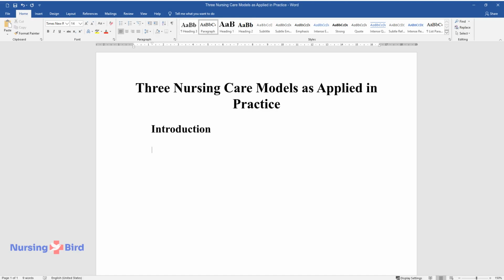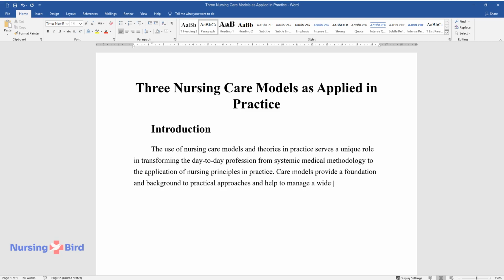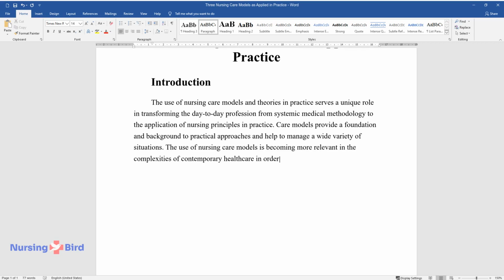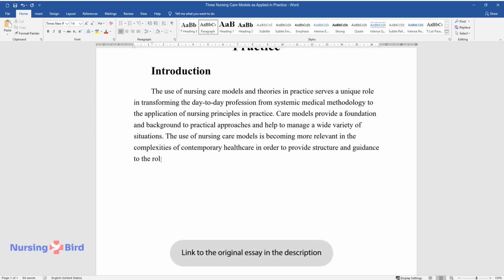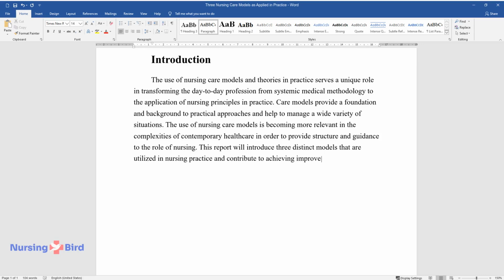Introduction. The use of nursing care models and theories in practice serves a unique role in transforming the day-to-day profession from systemic medical methodology to the application of nursing principles in practice. Care models provide a foundation and background to practical approaches and help to manage a wide variety of situations. The use of nursing care models is becoming more relevant in the complexities of contemporary healthcare in order to provide structure and guidance to the role of nursing. This report will introduce 3 distinct models that are utilized in nursing practice and contribute to achieving improved quality outcomes.